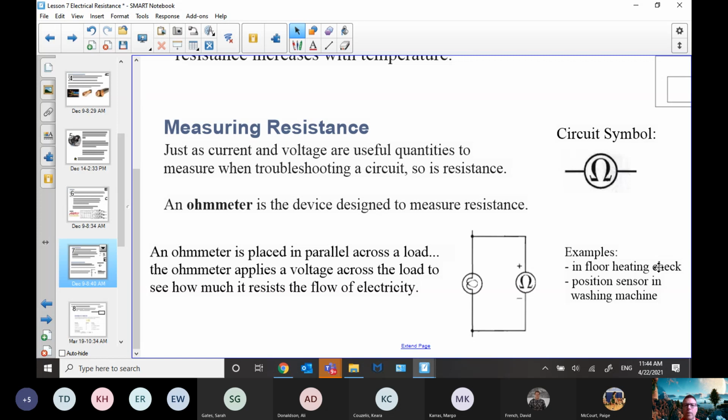There was a position sensor in a washing machine that had died, that I had to check the resistance across the green and the white wire and so on. And if it was a certain value, then it's good. And if it was not the right value, you know it's bad. And so we knew to order a new part for the washer and got it working.